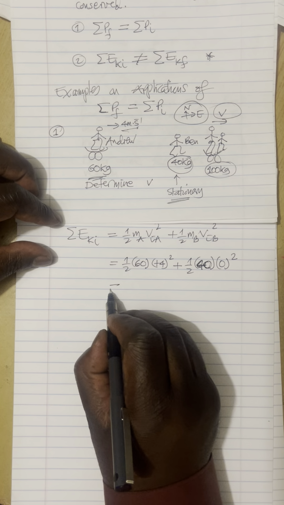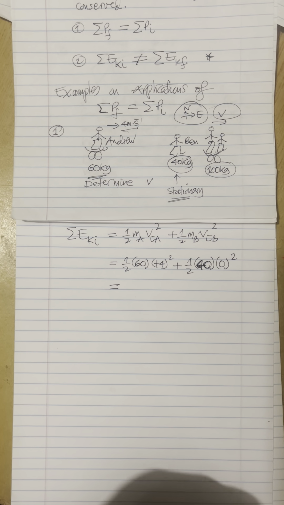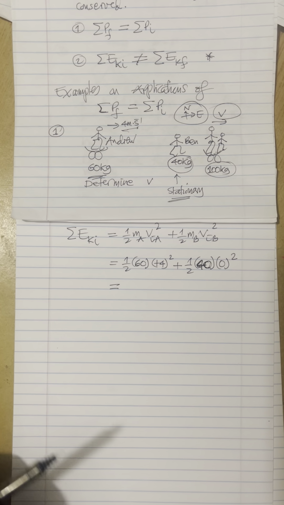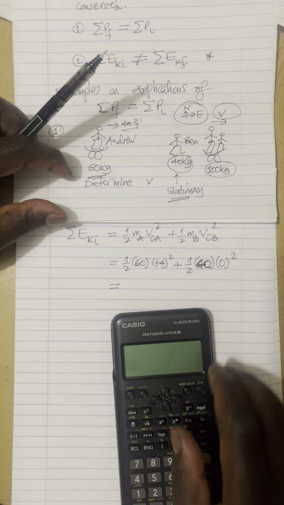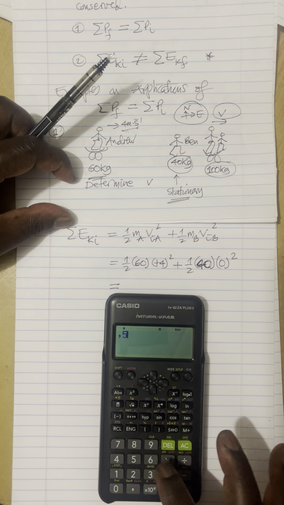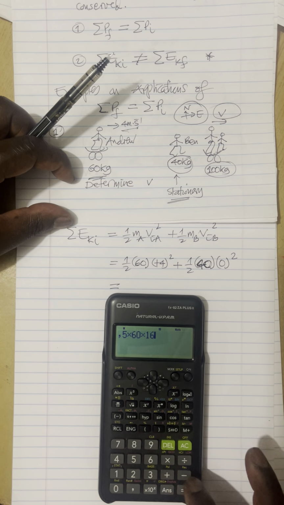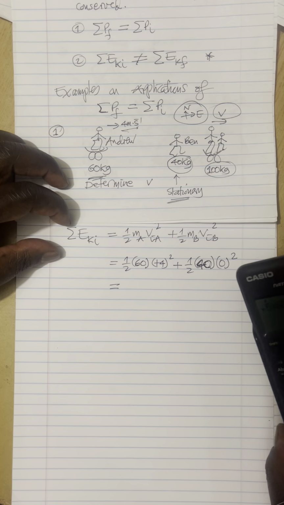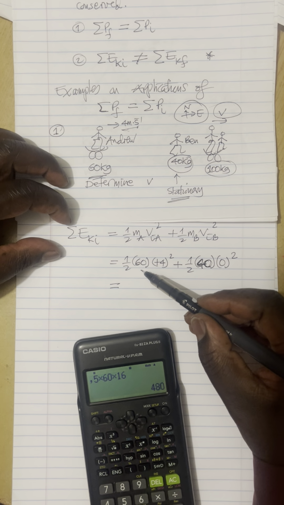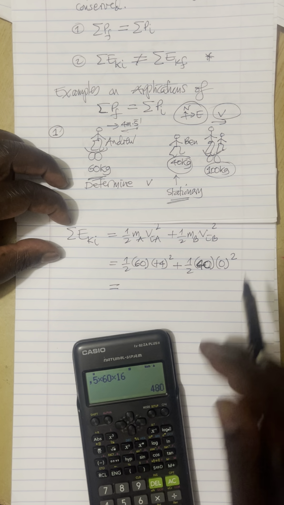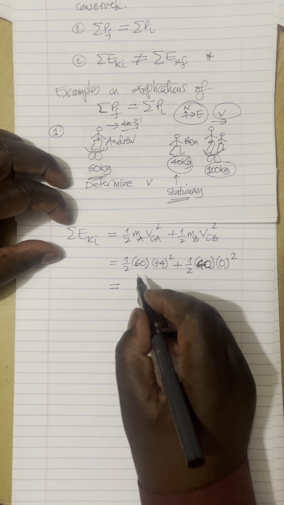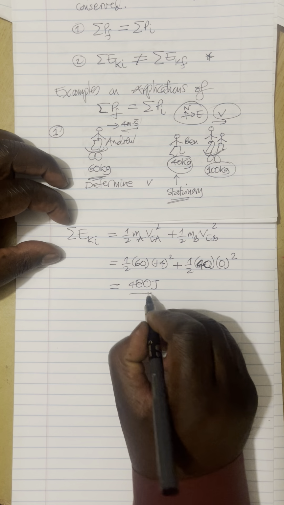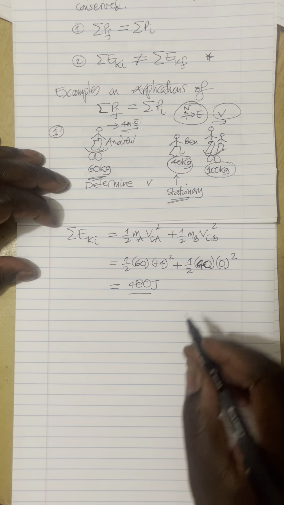And this simplifies to, let me just grab my calculator here. 0.5 times 60 times 16, and the answer is 480. It's half times 60 times 4 squared, which is 16. So it's 480 joules. Remember, energy is measured in joules. 480 joules. There it's 0.